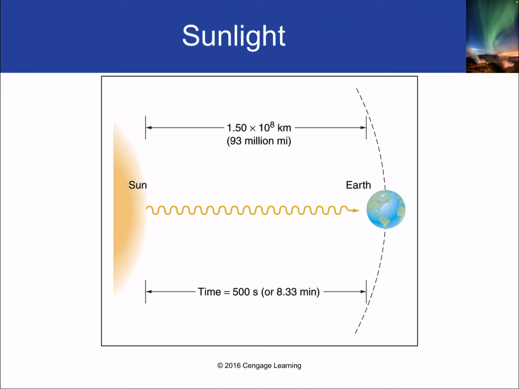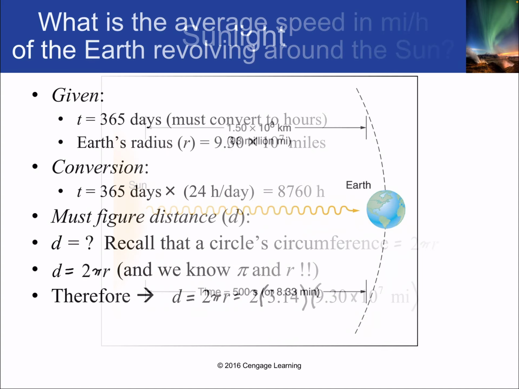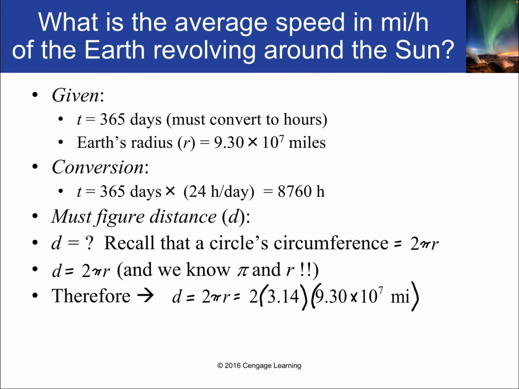Okay, in this diagram, you're shown the time. It's just illustrating that example we just did, with the time being the 500 seconds, and then also the distance that you see. Okay, let's do another example. In this one, you're asked for the average speed in miles per hour of the Earth revolving around the Sun. Okay, so you're looking at finding V.